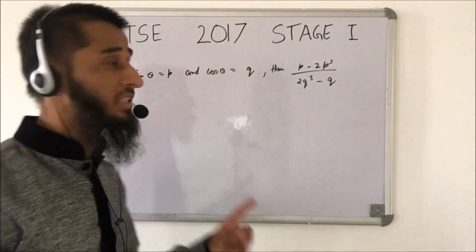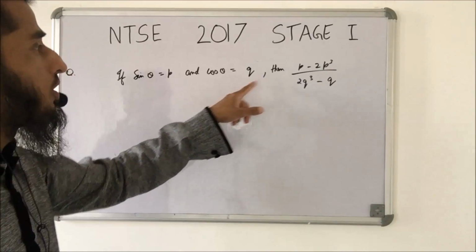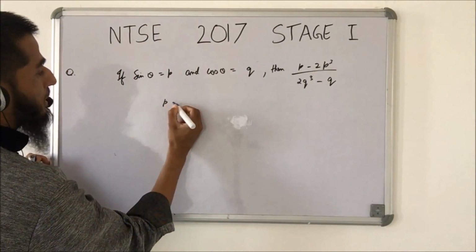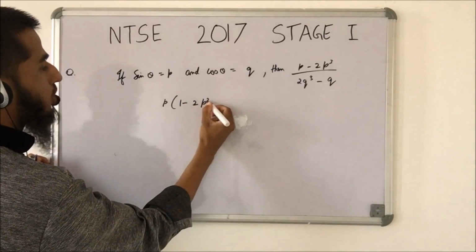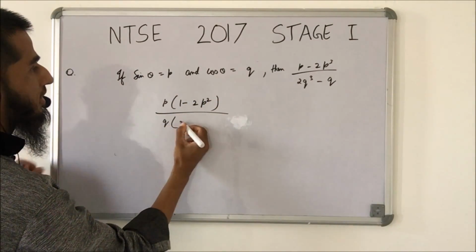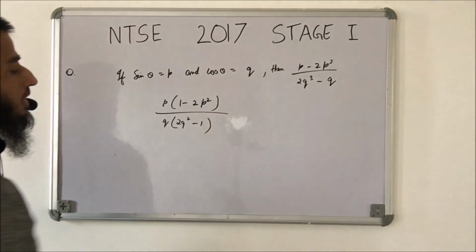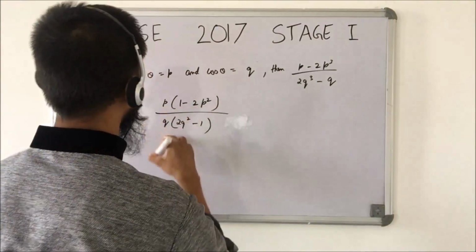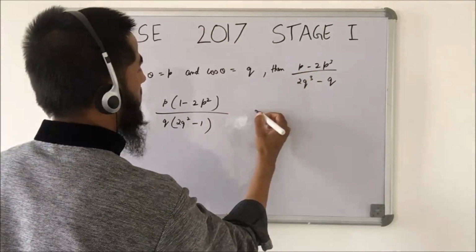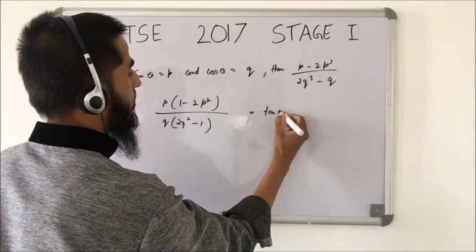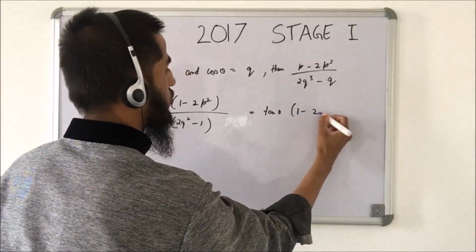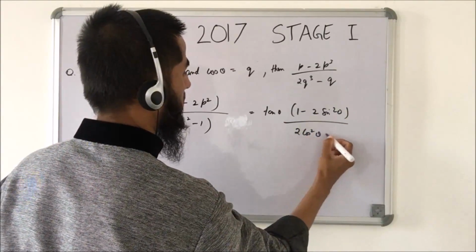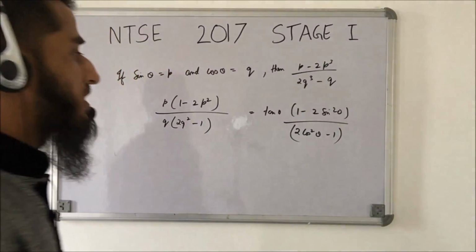This question says that if sin theta is equal to p and cos theta is equal to q, then we need to find the value of this expression. So from here I can take p common, leaving 1 minus 2p square, and if I take q common I get 2q square minus 1. Now p by q is sin theta by cos theta, so I get tan theta, then 1 minus 2 sin square theta upon 2 cos square theta minus 1. Now what is 1 minus 2 sin square theta?